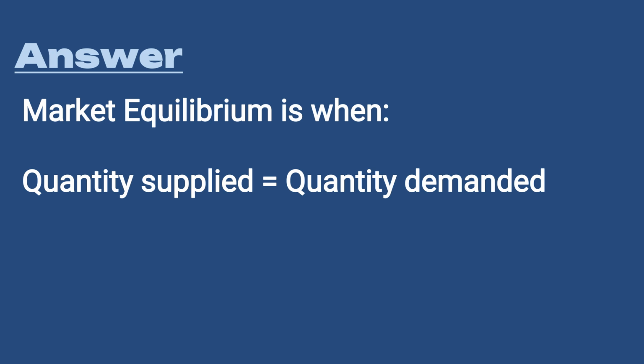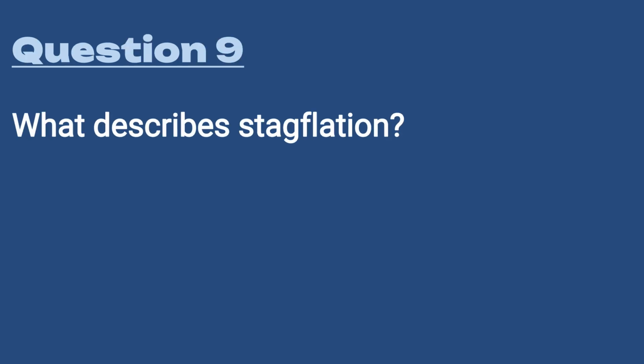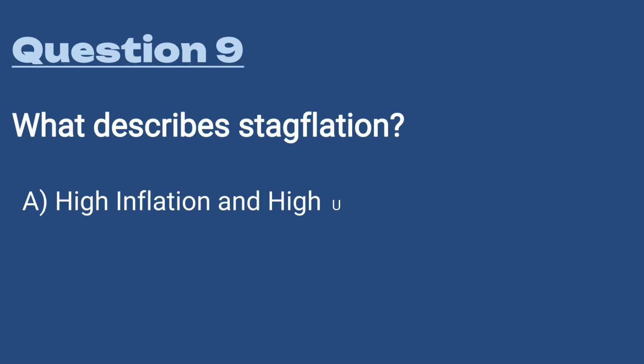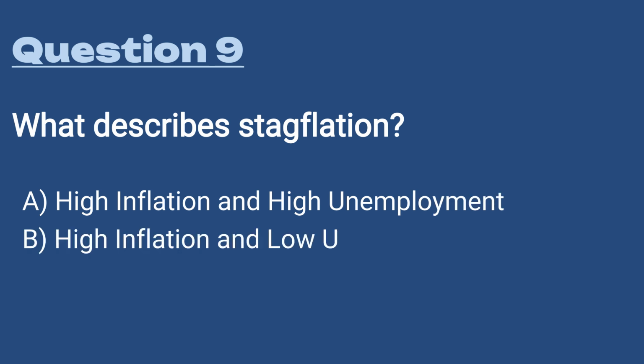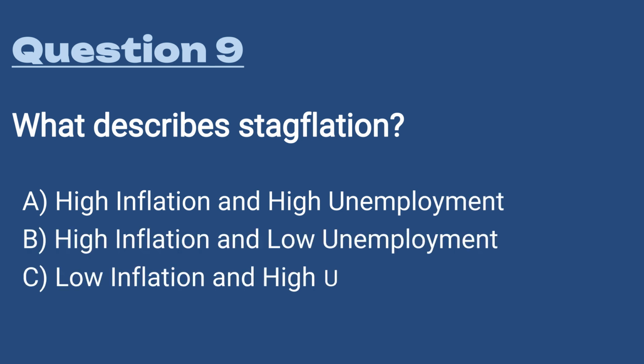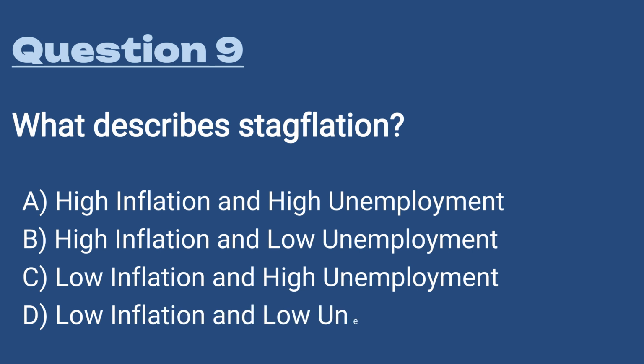Question number 9. What describes stagflation? A, high inflation and unemployment. B, high inflation and low unemployment. C, low inflation and high unemployment. D, low inflation and low unemployment.